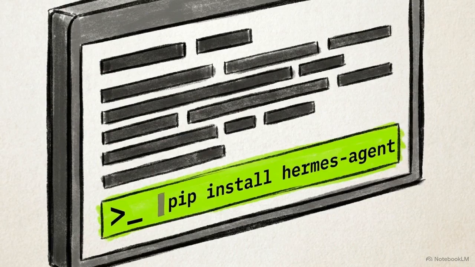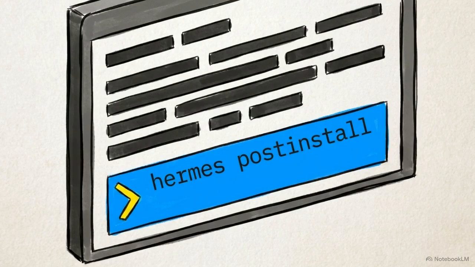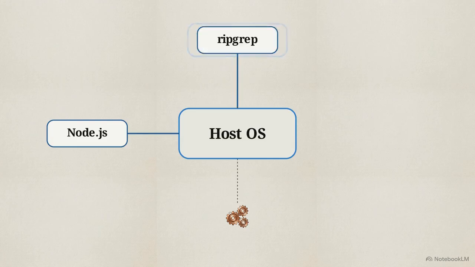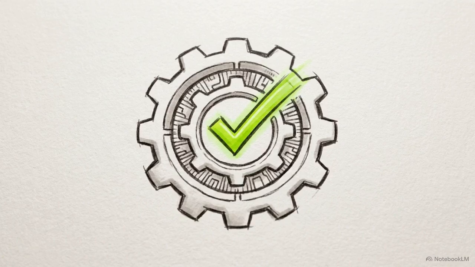Step 1 is downloading the core software. In your terminal, type pip install Hermes-agent and hit enter to pull down the binaries. Next, you need to run Hermes post install. This script provisions your operating system with the background dependencies the agent needs, like Node.js for local parsers and FFmpeg for processing audio streams. Once that finishes, you must reload your shell profile.